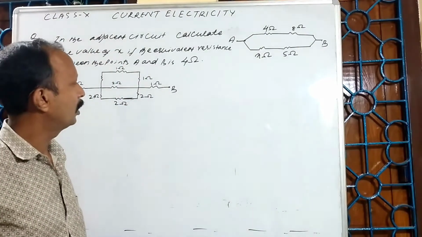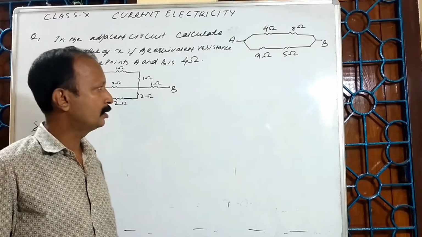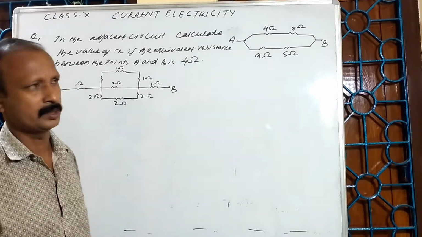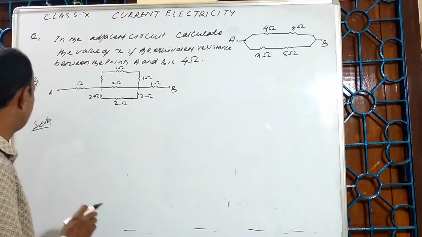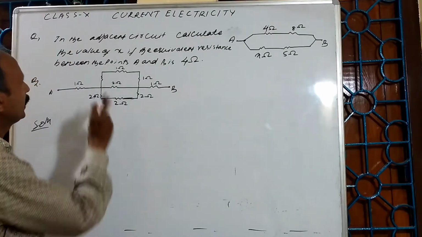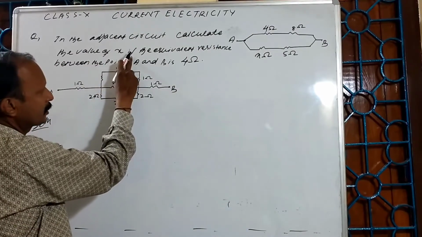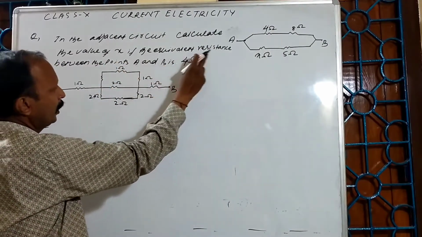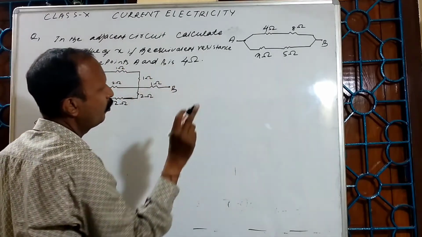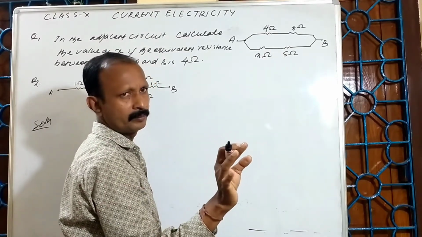In this video, I am going to explain some numerical problems related with series and parallel combination of resistors. Let us see question number 1. In the adjacent circuit, calculate the value of X if the equivalent resistance between the points A and B is 4 ohm. Here 4 resistors are connected.